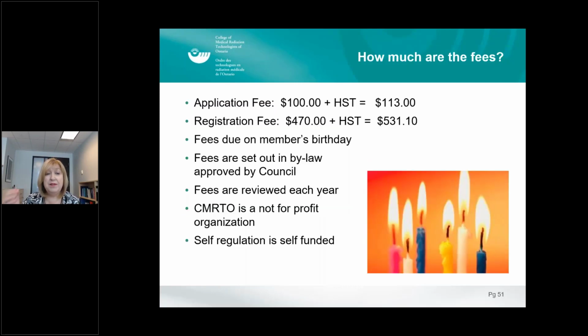So how much are the fees? The application fee is $100 plus HST. There is a registration fee, which is due on the member's birthday and is paid annually. The fees are set out in our bylaws and are reviewed by council every year. CMRTO is a not-for-profit organization, but self-regulation is self-funded. And so this is the cost of regulating in the public interest in order to protect the public.